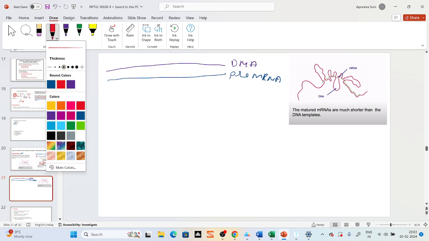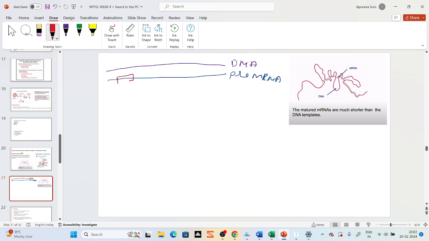Now, this pre-mRNA has exon number 1, exon number 2, exon number 3. Let's say these are exons 1, 2 and 3. Now, when this pre-mRNA is converted to mature mRNA, you only have these regions 1, 2 and 3.